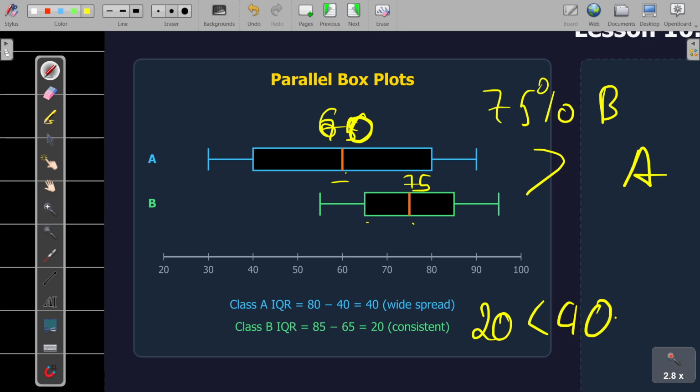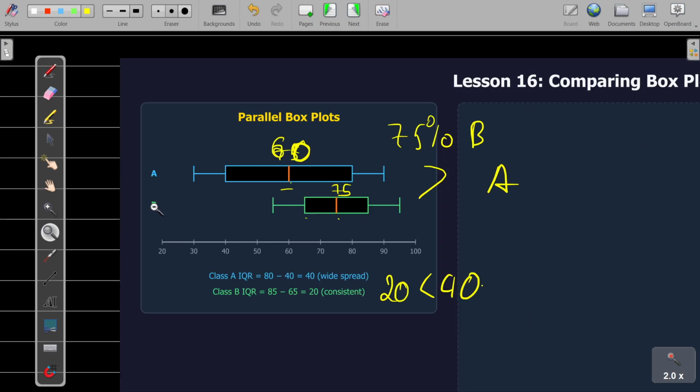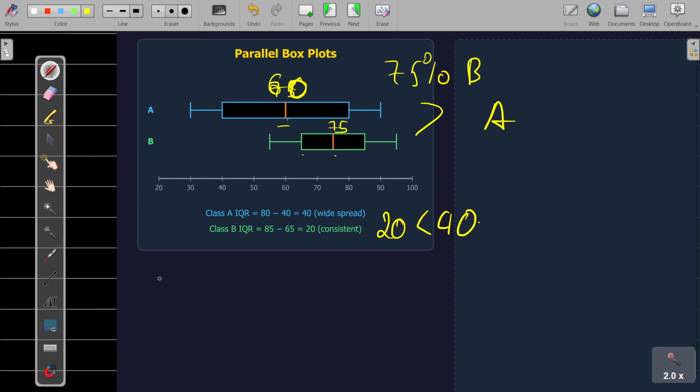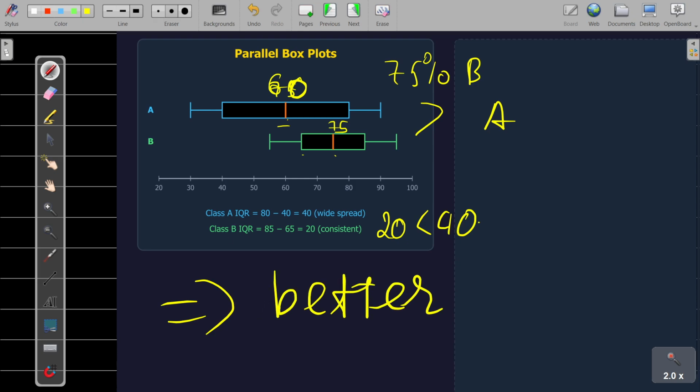So when we have plotted out all of our parallel box plots, we can say for sure that the entire box of class B is shifted heavily to the right compared to class A, with little overlap. We can say that class B is significantly better, or they're just built different somehow.